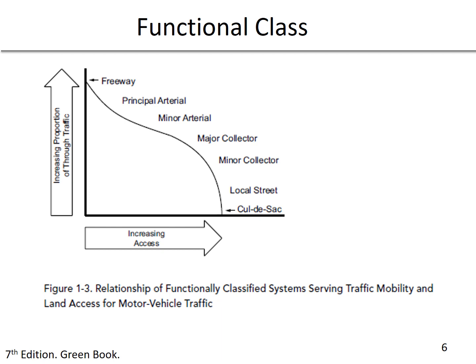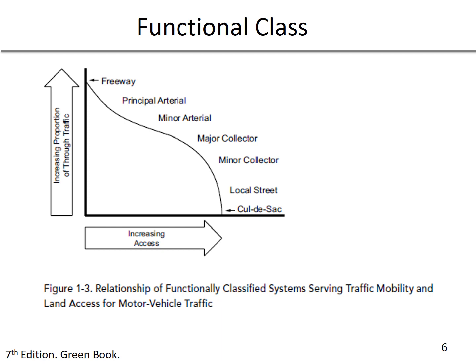Functional class is important, showing us the relationship between mobility and access. Freeway is the highest type of arterial and the highest functional class in terms of mobility. On the other end of the spectrum, we have local streets and cul-de-sacs providing the highest levels of access but low levels of mobility. So this is the spectrum that we see in terms of functional classification.